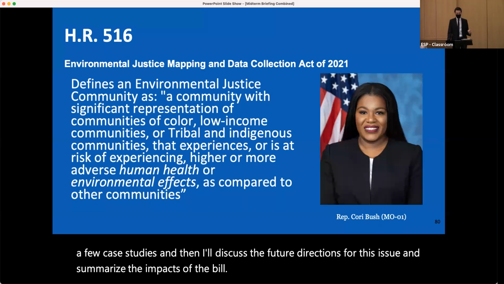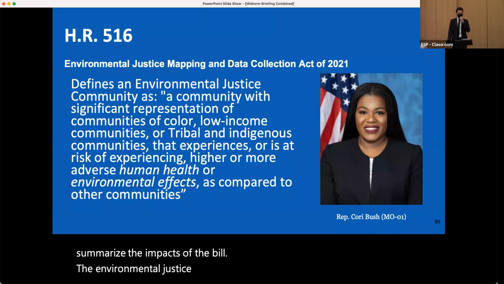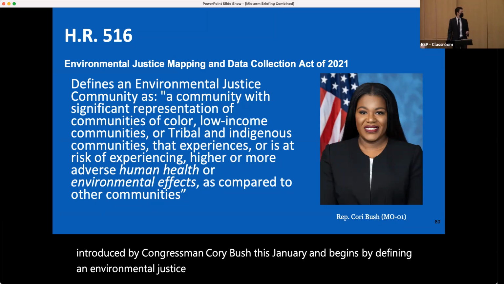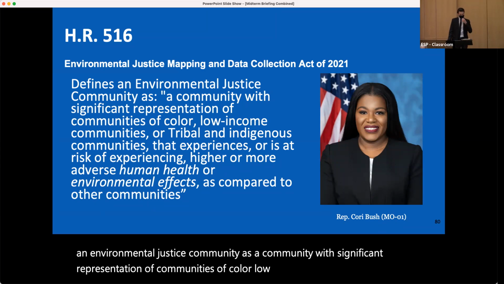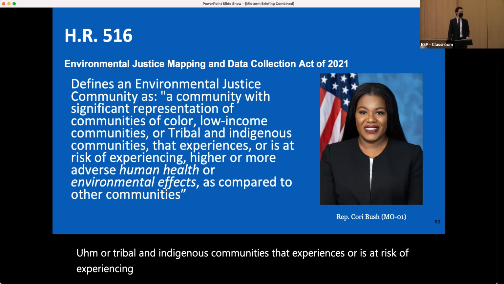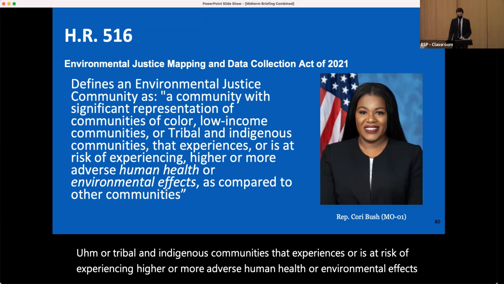The Environmental Justice Mapping and Data Collection Act of 2021 was introduced by Congresswoman Cori Bush this January and begins by defining an environmental justice community as a community with significant representation of communities of color, low-income communities, or tribal and indigenous communities that experiences or is at risk of experiencing higher or more adverse human health or environmental effects as compared to other communities.